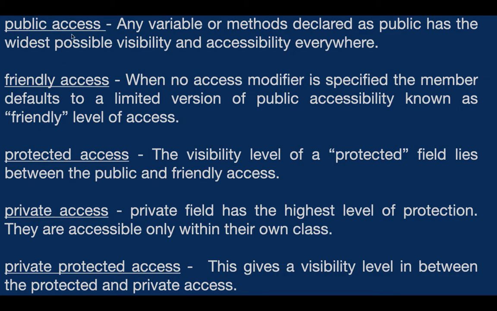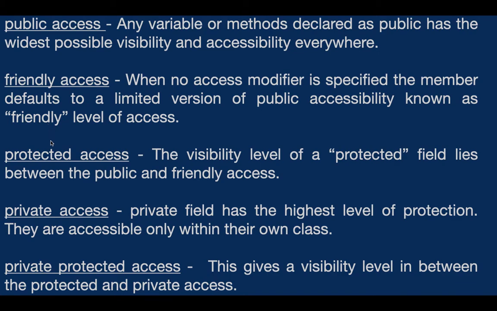Now, public access. Any variable or a method declared as public has the widest possible visibility and accessibility everywhere. As its name suggests, it is publicly available. So once any method or variable is declared public, it will have the widest scope or accessibility. It can be used anywhere in the program. Now, friendly. This is the default. When no access modifier has been specified, the members are treated as default and their accessibility is taken as friendly. Even if we don't mention it, it is treated as friendly or default access.